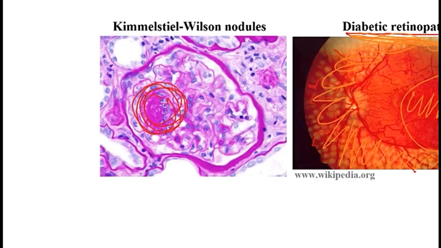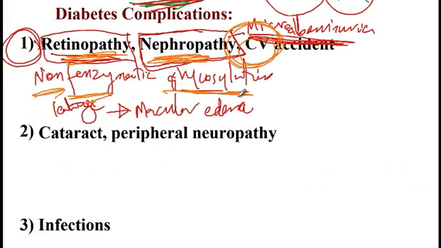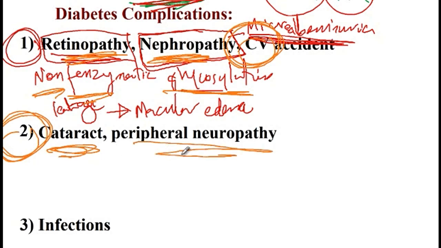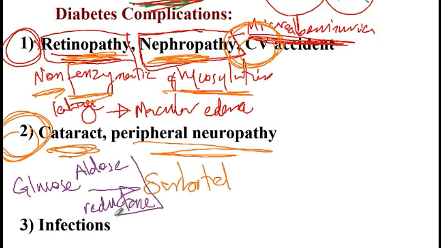In any case, back to the first topic. All these conditions, diabetic retinopathy, nephropathy, as well as cardiovascular accidents like heart attack or strokes, are all due to the non-enzymatic glycosylation of the blood vessels. The next two conditions listed here, cataract and peripheral neuropathy, are due to the buildup of sorbitol. Glucose is converted to sorbitol via the enzyme aldose reductase. So just keep in mind that aldose reductase converts glucose into sorbitol.